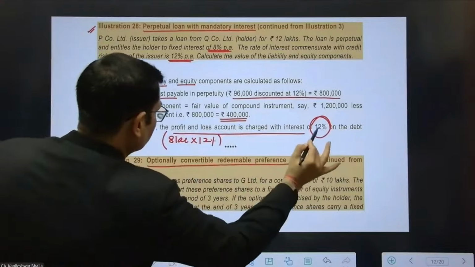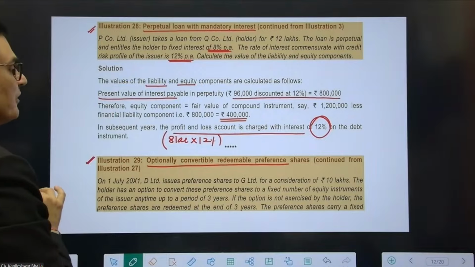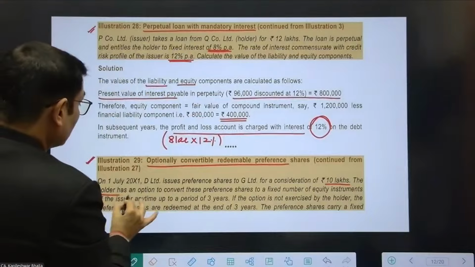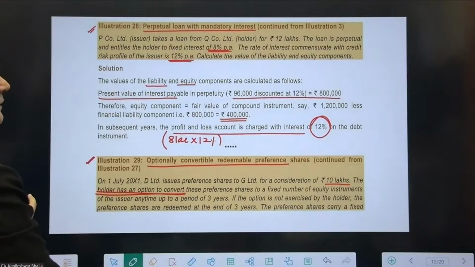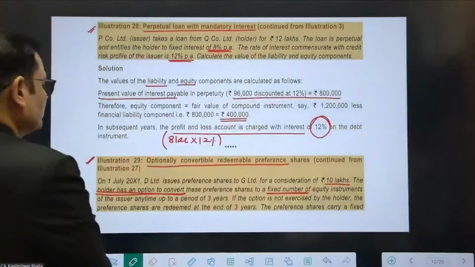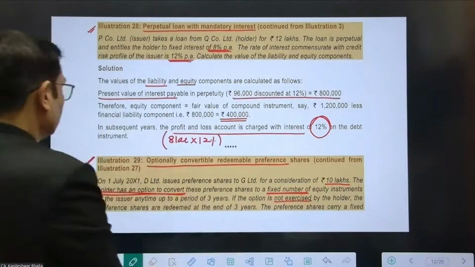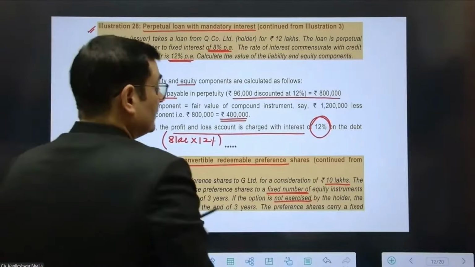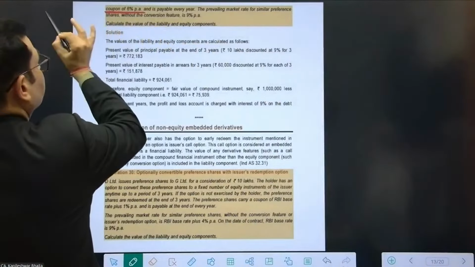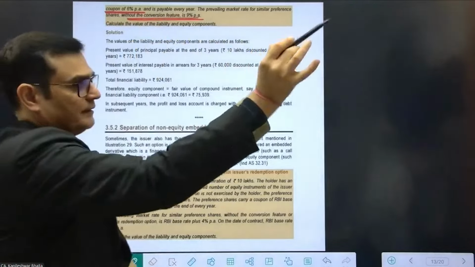Optionally convertible redeemable preference shares. It says on July X1, D issues preference shares to G for a consideration of 10 lakhs. The holder has got the option to convert. That makes it a presence of a derivative. It says to a fixed number of equity instruments for any time up to 3 years. If the option is not exercised, the preference shares are redeemed at the end of 3 years. The preference shares carry a coupon rate of 6%, and the prevailing interest rate without the conversion is 9%.